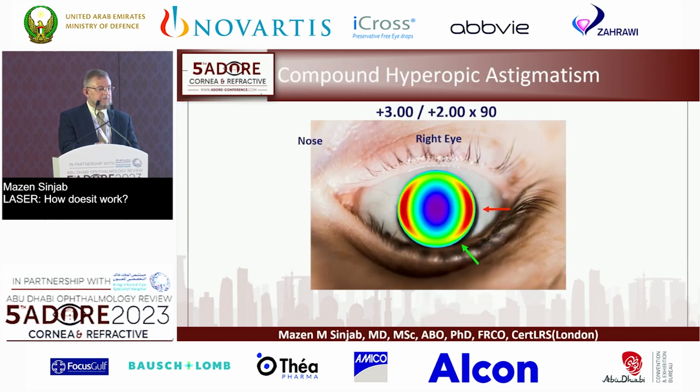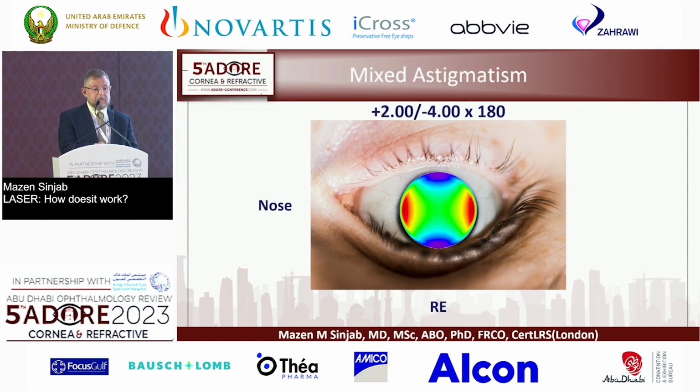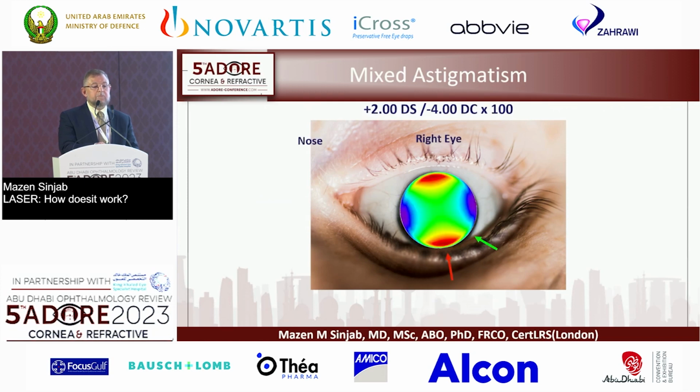And this is, I think, the final example. +3 plus 2 at 90. So the flat axis, which is the 180, will be ablated. So we can avoid this axis. And this is for the mixed astigmatism. And this is mixed astigmatism at the same time, but the axis of the flat axis is 100, so it is against the rule astigmatism. Here, we cannot do the hinge superiorly. We have to avoid, otherwise the hinge will be touched.